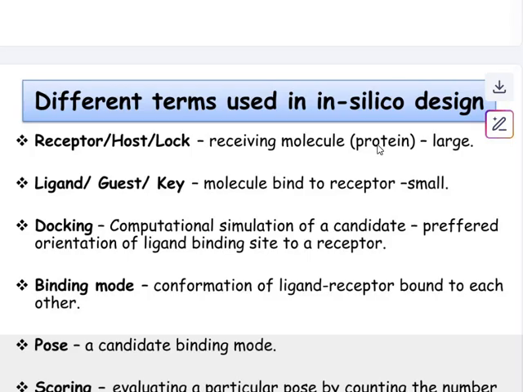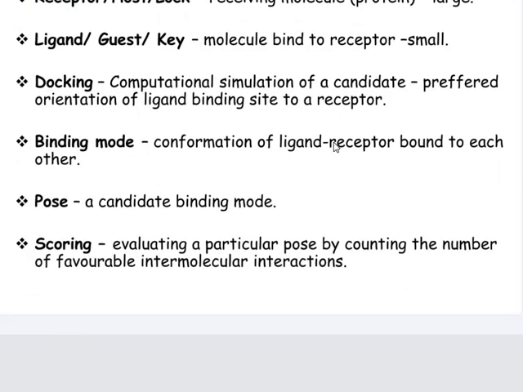Different terms used in in silico design: receptor, host or lock, the receiving molecule, a protein or large molecule. Ligand, guest, key, the molecule that binds to the receptor, that is the drug. Docking, a computational simulation of a candidate ligand's preferred orientation at the binding site of a receptor. Binding mode, the conformation of ligand and receptor bound to each other. Pose, a candidate binding mode.